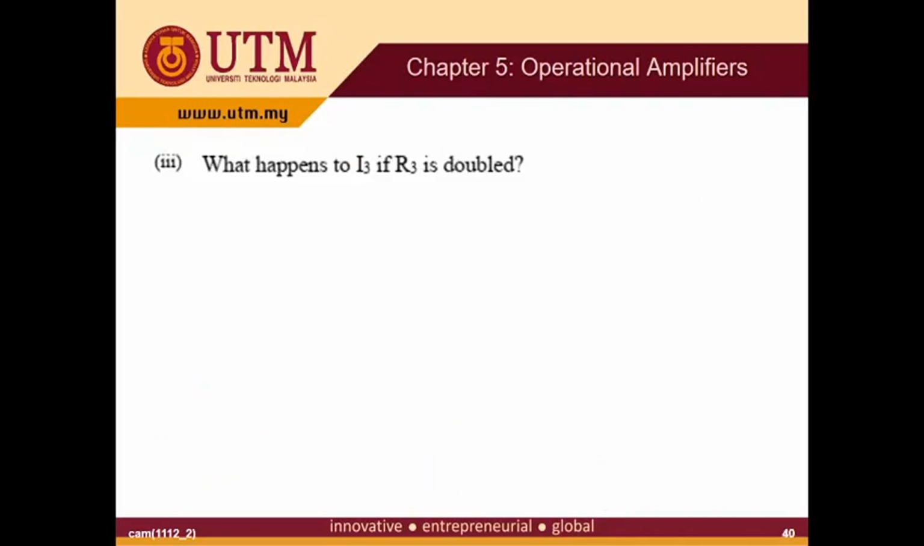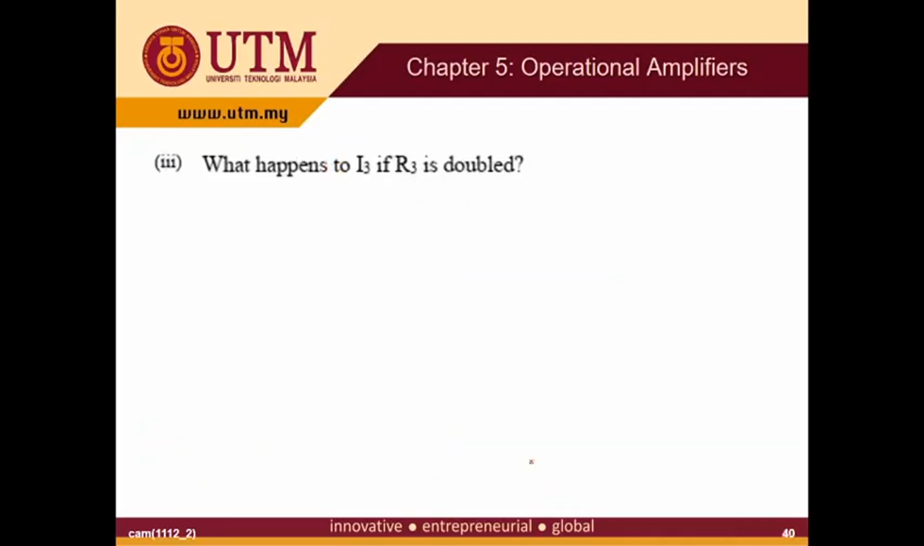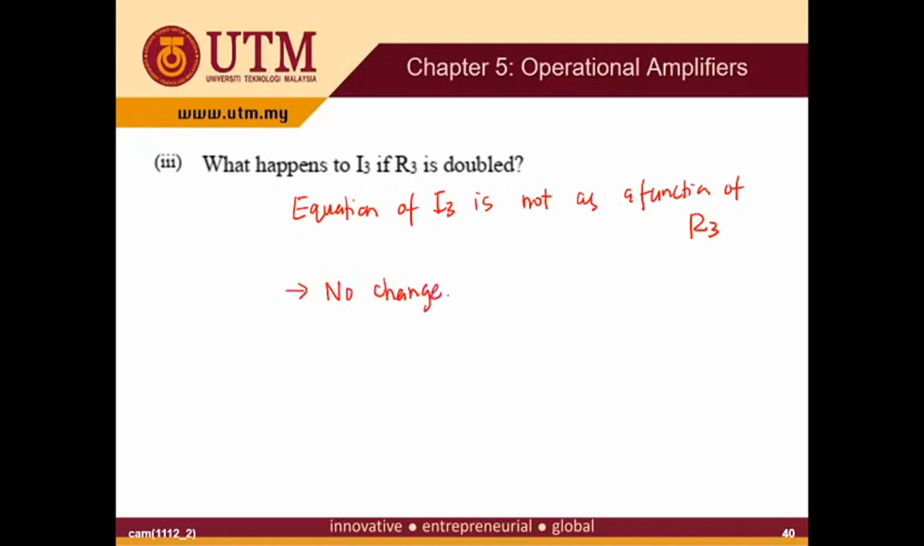What happens to I3 if R3 is doubled? You see the equation for I3: it is not a function of R3. So the value of R3 is not relevant. The equation of I3 is not a function of R3, so the answer is no change. There is no change that can be observed.